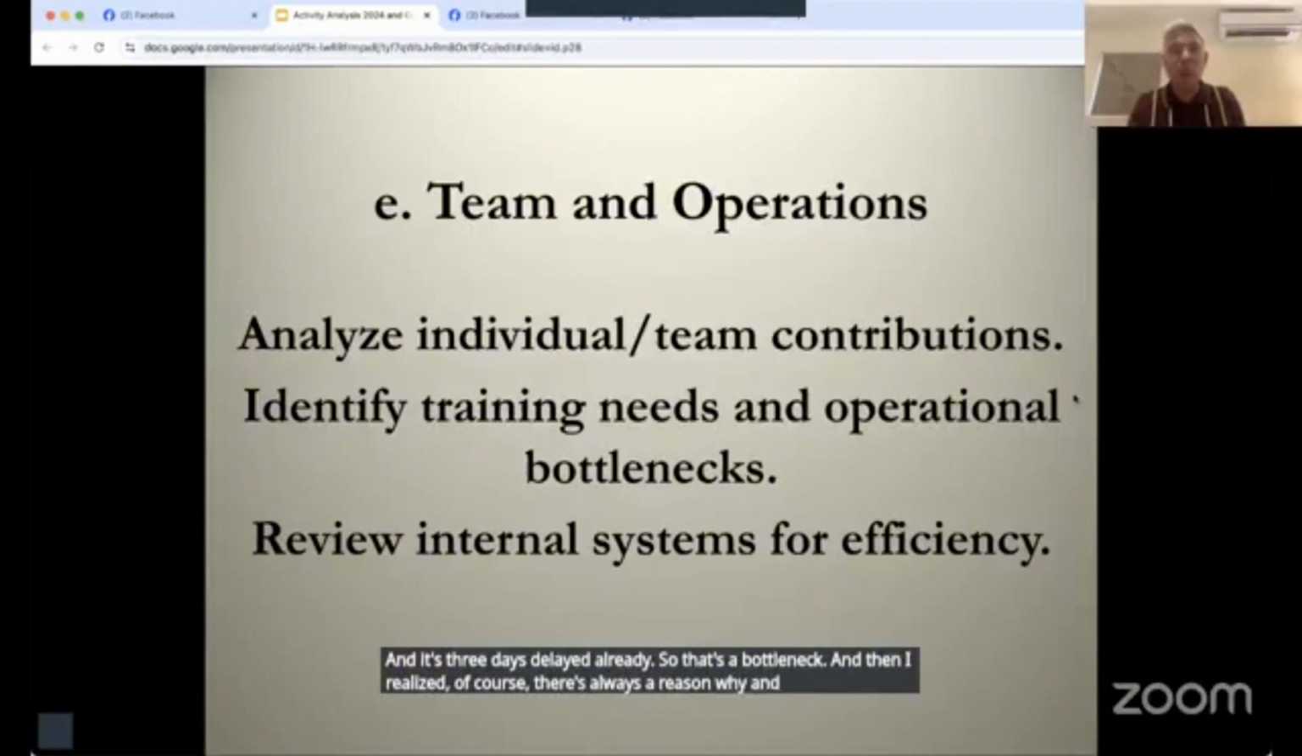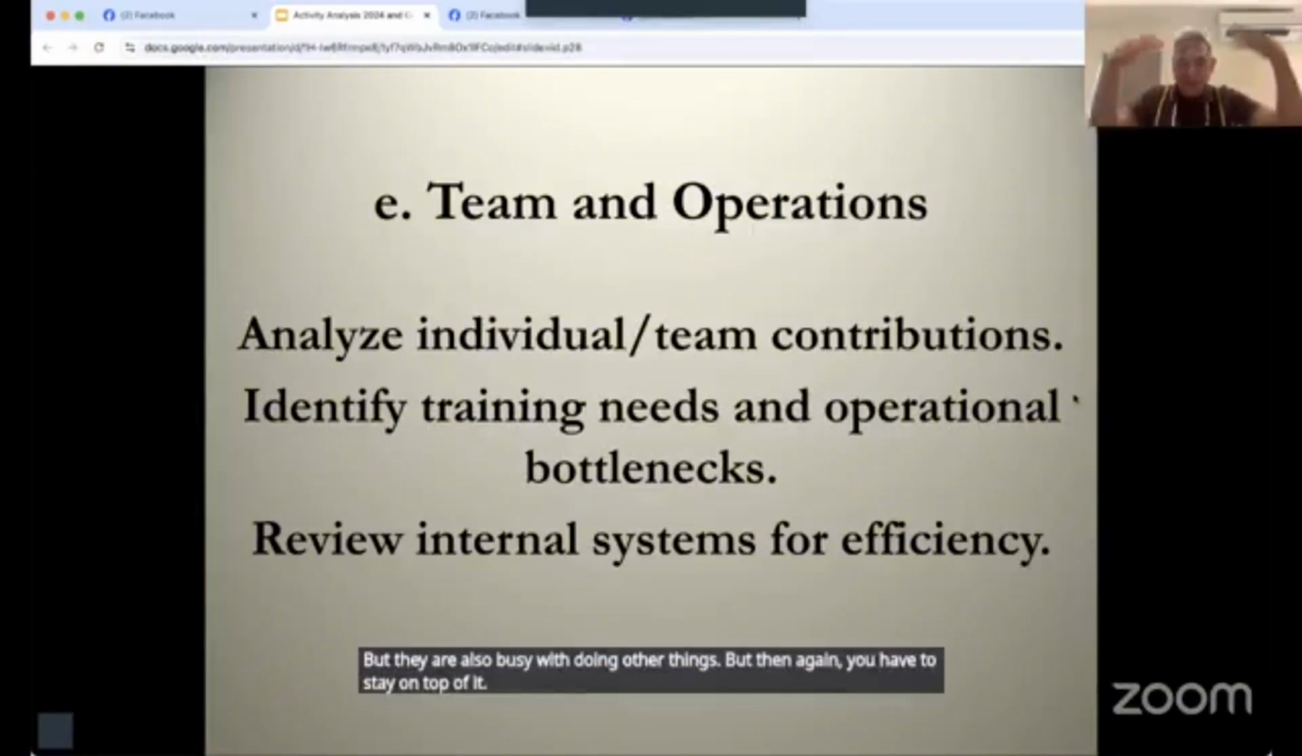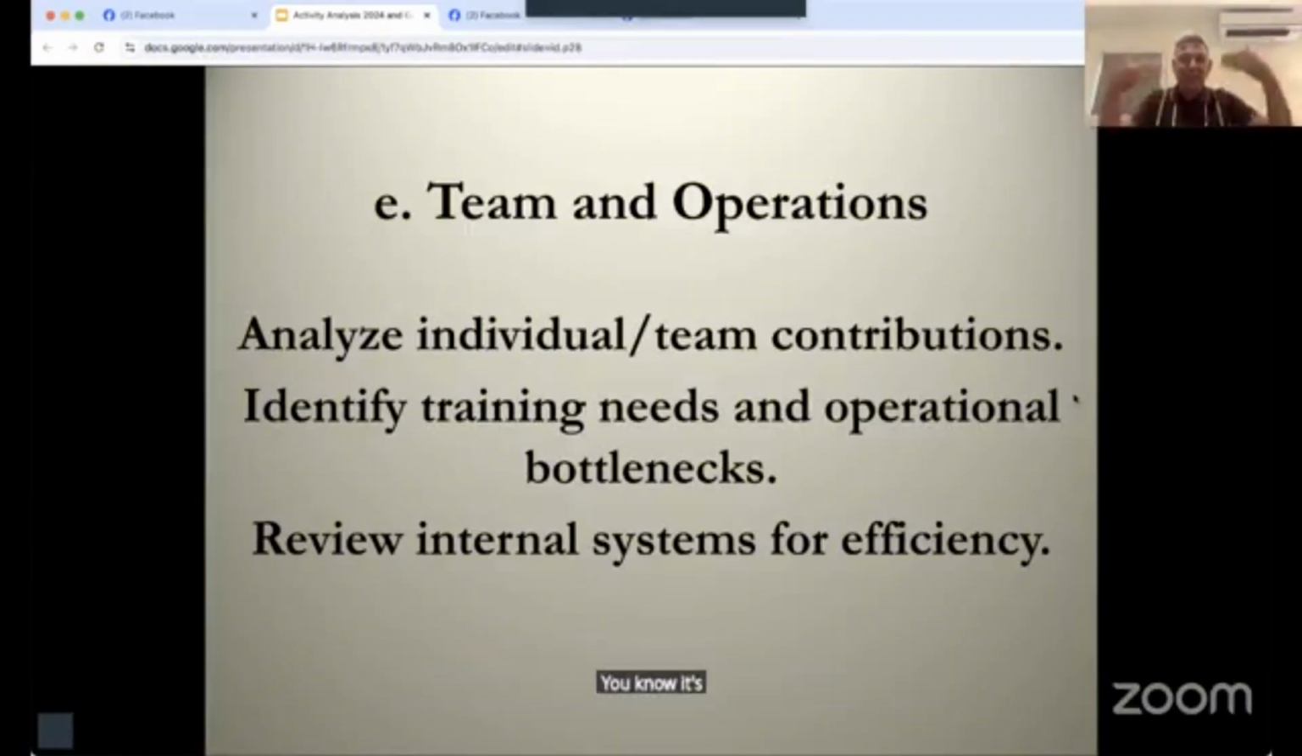So I ask whoever is in charge of telemarketing, how come this has not been done? More often than not, it's an oversight, but they are also busy with doing other things. But then again, you have to stay on top of it. It's a process. You've got to be so organized, right?